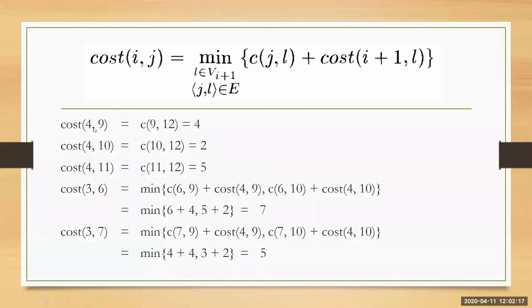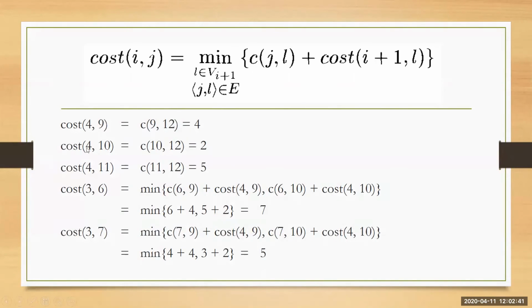Cost of 9, 4 comma 9. What is 4 comma 9? 4 tells that it is in stage number 4, and 9 means it is the vertex number 9. We are calculating the cost of vertex number 9. How to calculate? It is just the cost of the edge from 9 to 12. So it is C of 9 to 12. C means it is the cost of the edge. Okay. That's equal to 4.